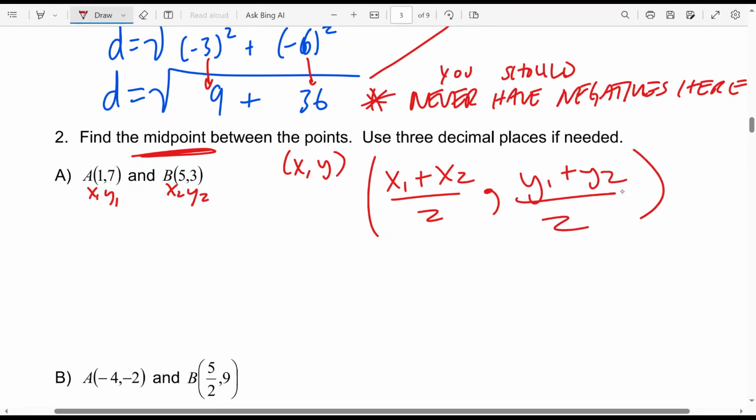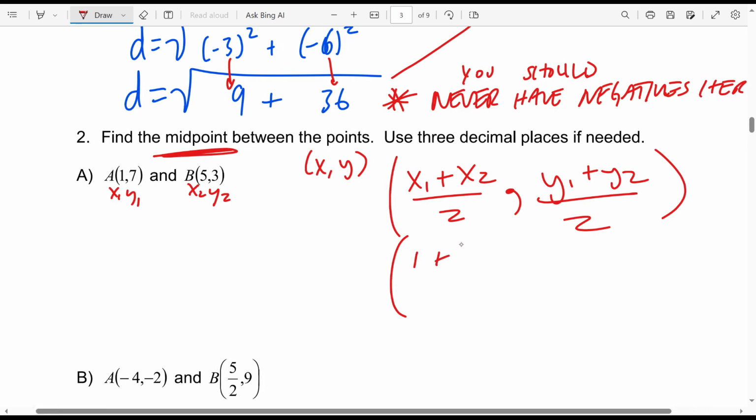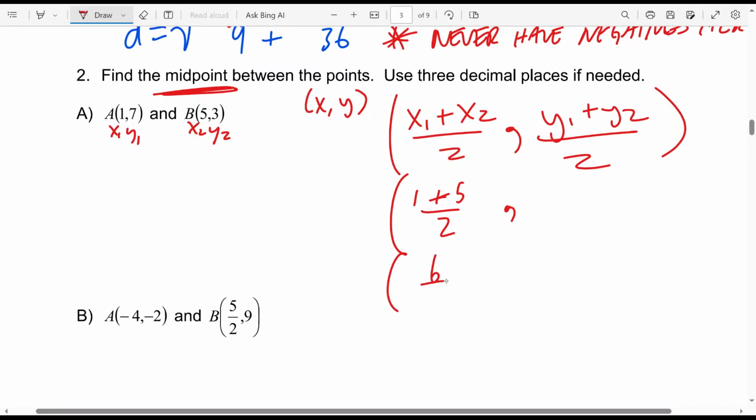I have my actual formula here. It's addition, so I shouldn't be making any mistakes in terms of putting things together. I'm going to do just the x's first, just to show you. So 1 plus 5 divided by 2, right? We're basically doing two equations separately. It's two formulas at the same time, 2 for the price of 1. So 6 divided by 2 is just going to give me 3. So the x coordinate of the midpoint is 3.